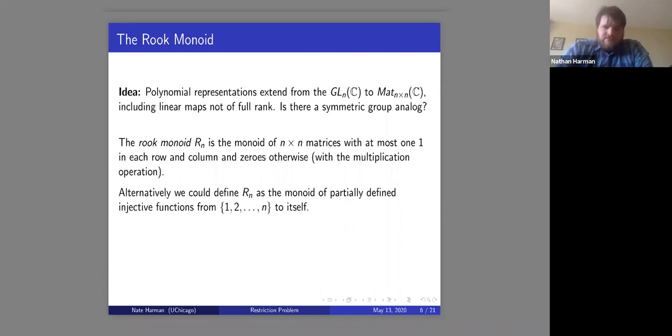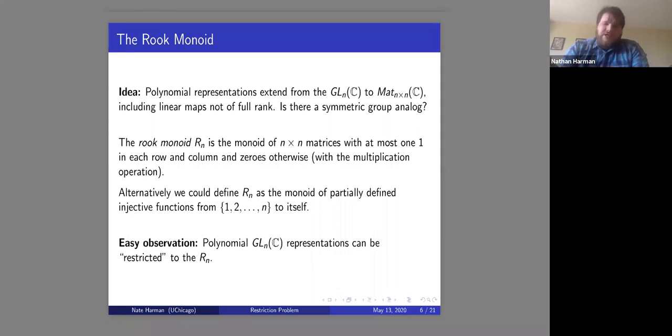Okay, so that's the Rook monoid. And the observation is that polynomial representations of GLN, because they can be extended to all matrices, carry an action of Rn. I put restricted in quotation marks there because it's not literally GLN. You have to restrict from the monoid of n by n matrices, not just the invertible ones. But it's a pretty canonical procedure. So these polynomial representations carry an action of the Rook monoid.